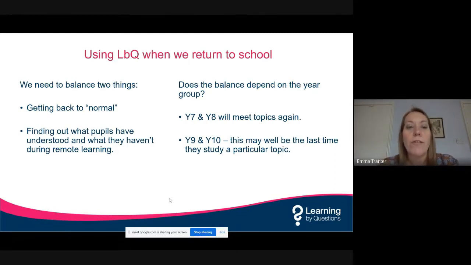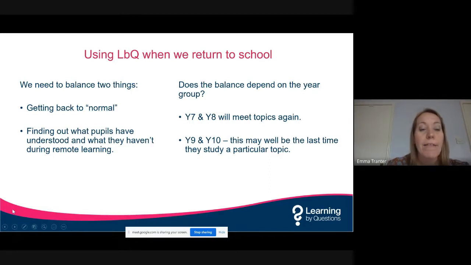So once we return to school, I think there's two things really that we need to balance. We need to hold in balance getting back to normal and returning to what pupils are used to seeing as lessons, and getting back into that comfort zone. But also, of course, we need to find out what pupils have understood and, of course, what they haven't whilst we've been in this period of remote learning.